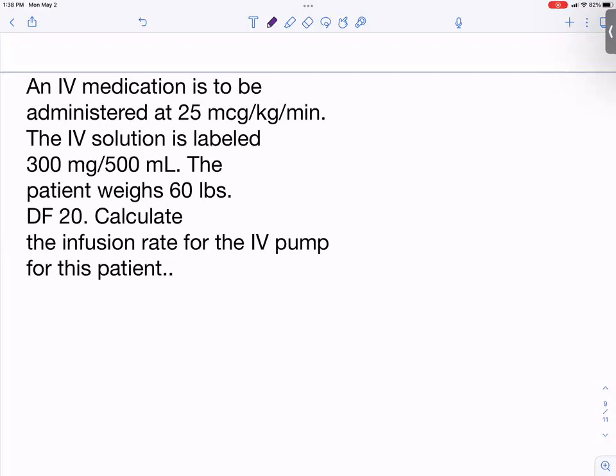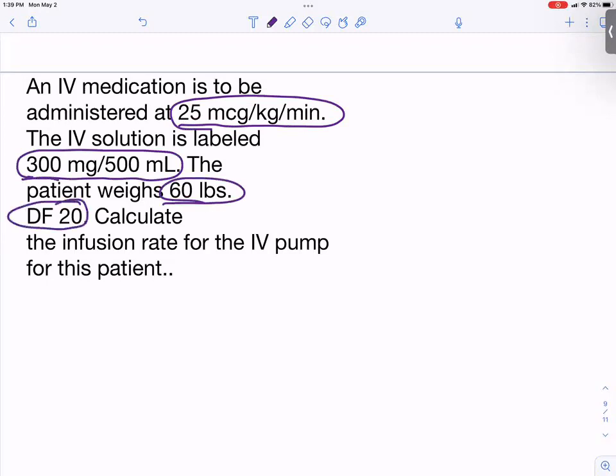Pause it here if you want to give it a shot. So an IV medication is to be administered at 25 micrograms per kilogram per minute. It's labeled 300 milligrams and 500. The patient weighs 60 pounds. Drop factor 20. Calculate the infusion rate for the IV pump. So there's my word, pump.